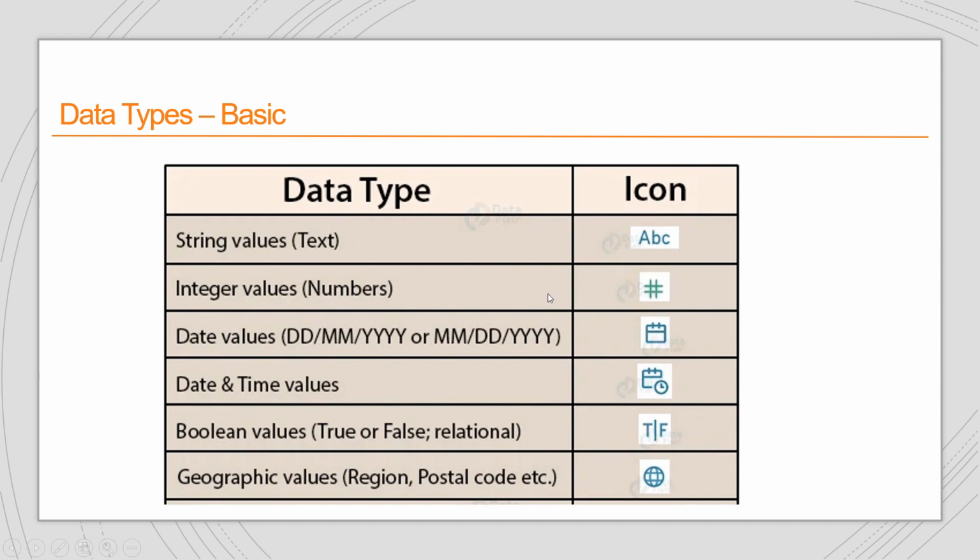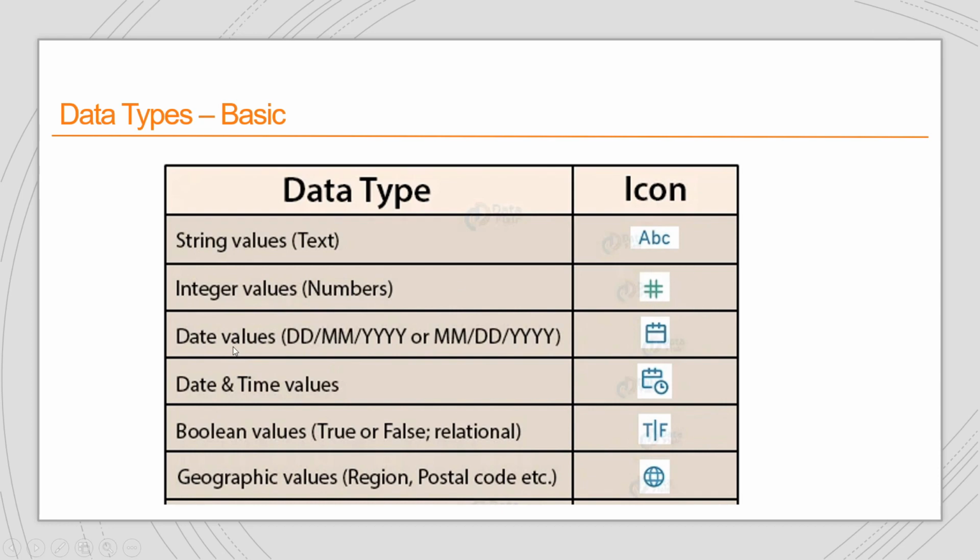Then second data type, we are having hash. Hash is going to store the numbers, basically the integer values. Suppose you want to store your sales value. Maybe you just want to save your mobile numbers, or maybe you want to save the discount that you have provided to your customer. These kind of things could be stored with the number data type, and that would be visible with the hash icon.